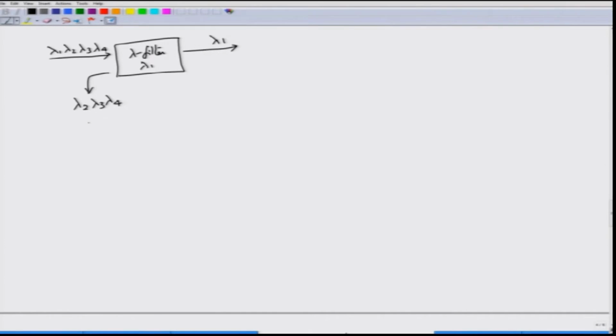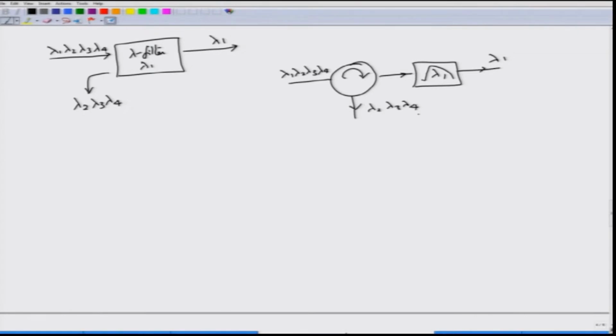Now, if you do not want them to go back to the source, you can put a circulator. You can send signals through a circulator, so that when a group of wavelengths come in to the wavelength filter which is a lambda 1 wavelength selection, then lambda 1 will go out, whereas onto port 3 of the circulator you will get lambda 2, lambda 3 and lambda 4. Therefore, they are not going back in the original direction and giving rise to some crosstalk. So, this is called a wavelength filter.